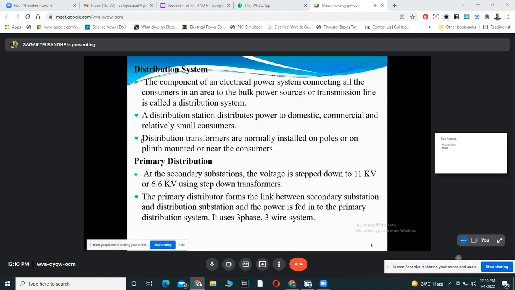Primary distribution. At the secondary substation, the voltage is stepped down to 11 kV or 6.6 kV using step-down transformers. The primary distributors form the link between the secondary substation and distribution substation. The power is fed into the primary distribution system. It uses three-phase, three-wire system.